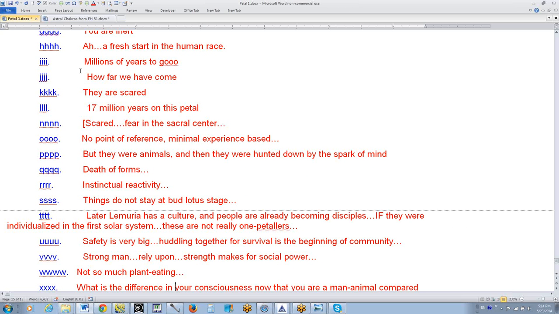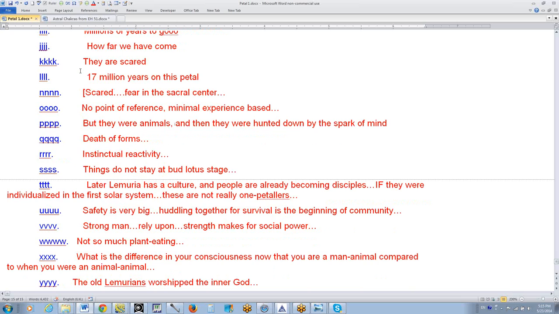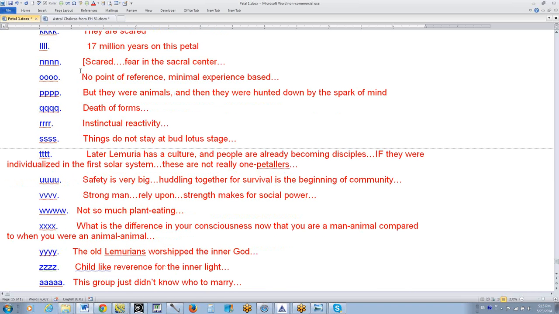They were scared. 17 million years on a petal. Not exactly like Brahma floating on a lotus petal. We are scared. Fear is in the sacral center. Animal fear is a big factor today in the relation between the Lord of the animal kingdom and the Lord of the human kingdom, the kingdom lords. There's still plenty of fear, and it's related from moon chain days in the animal kingdom. And man has that physical body too. The fear is there. Minimal experience, no real point of reference.